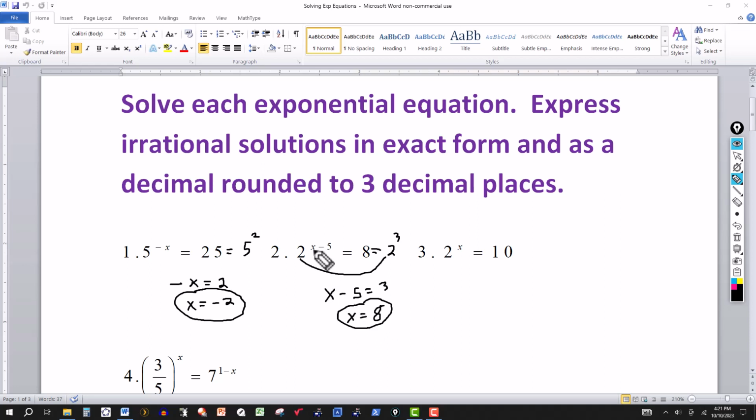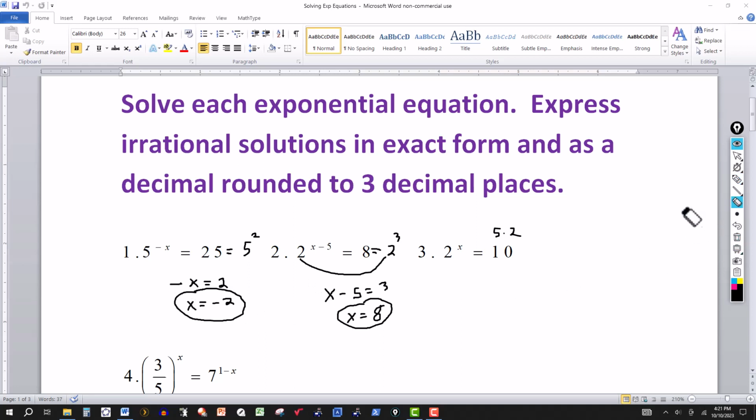You can check it here. Put an 8 where the x is. 8 minus 5 is 3. That's 2 to the third is 8. Checks out. Now for the third one, 2 to the x is equal to 10. I can write 10 as 5 times 2 or 2 times 5. But there's no way I can get the same base there. So in this case, I can't use this property.